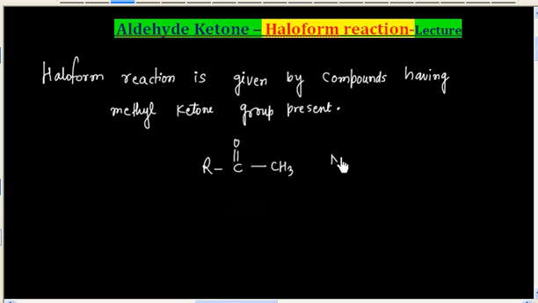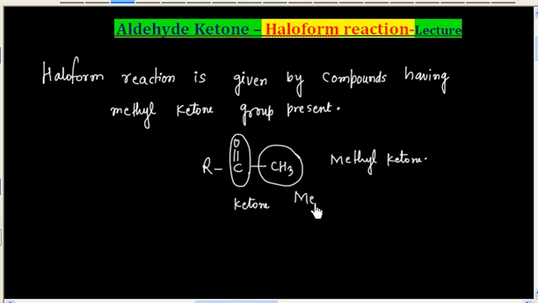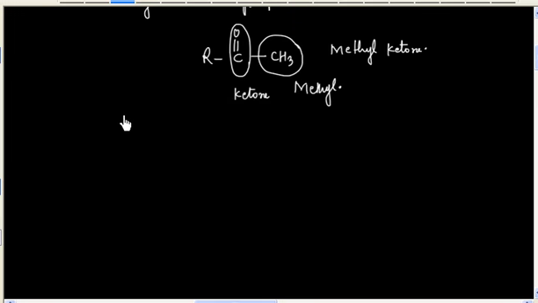So this is called methyl ketone. This is because it has a ketone group and it has a methyl. For example, this is a methyl ketone.